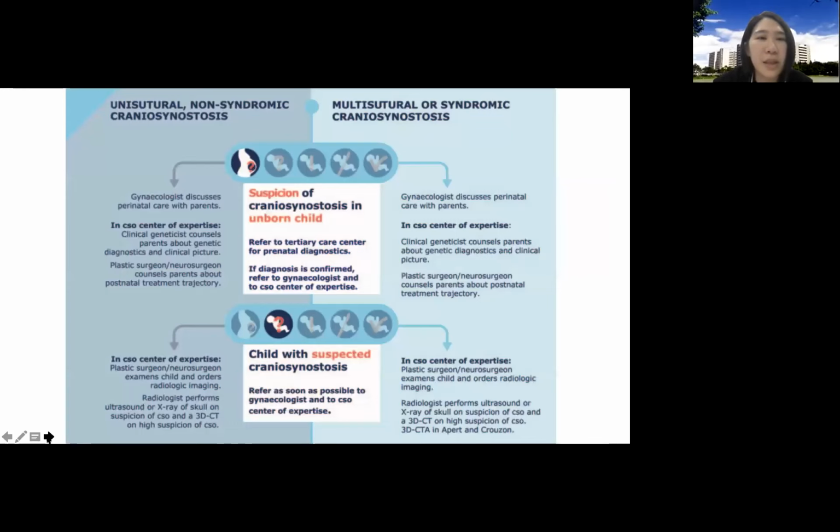So the rest of the last on the guideline, they have a flow chart. So you may go through this.